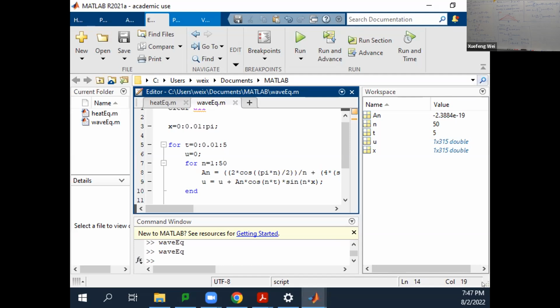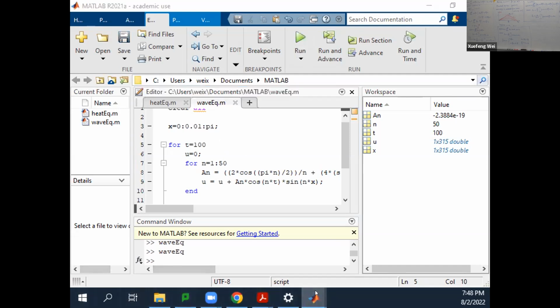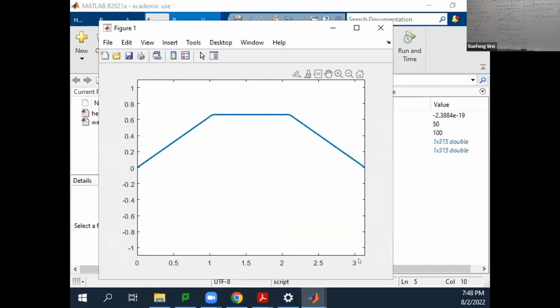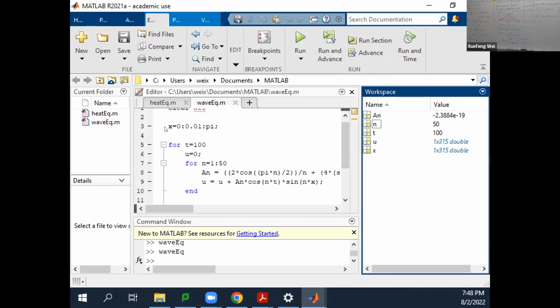If I want to know the position of the string at, for example, time equal to 100 seconds, how do I do it? I just change this. Look at the code here. I don't even have to do this, I just say 100. Let's see what the string looks like. And then you will have a position. This is what happened when t equals 100. So you don't plot the whole time from 0 to 100, you just plot t equal to 100.